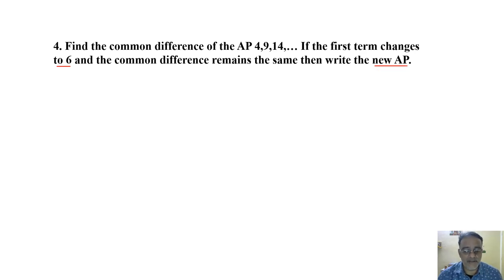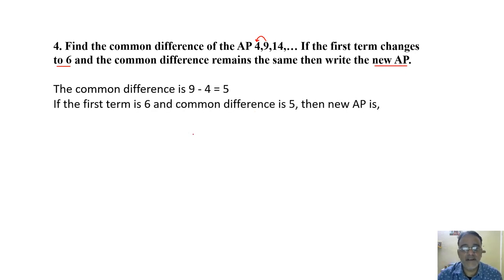पहले तो हम लोग कॉमन डिफरेंस निकाल लेते हैं. सो a2 minus a1, so what we are getting? 5. राइट. एंड इफ द फर्स्ट टर्म इज 6 एंड द कॉमन डिफरेंस रिमेन सेम, दैट मींस 5, देन द न्यू एपी इज 6, देन 6 प्लस 5, देन 6 प्लस 10, 6 प्लस 15, सो ऑन. सो 6, 11, 16, तीन टर्म्स लिखने से हो जाएगा, काफी है. राइट, एनी डाउट इन दिस क्वेश्चन?